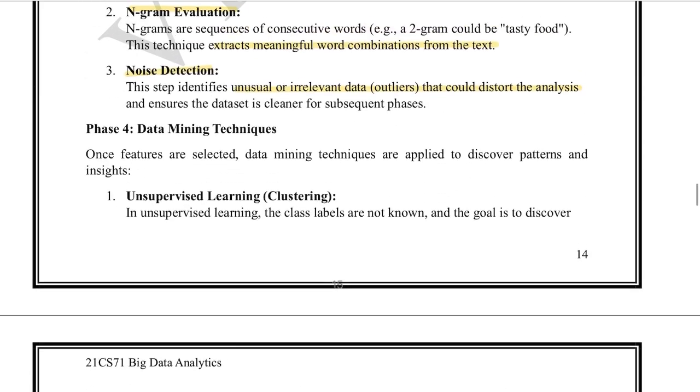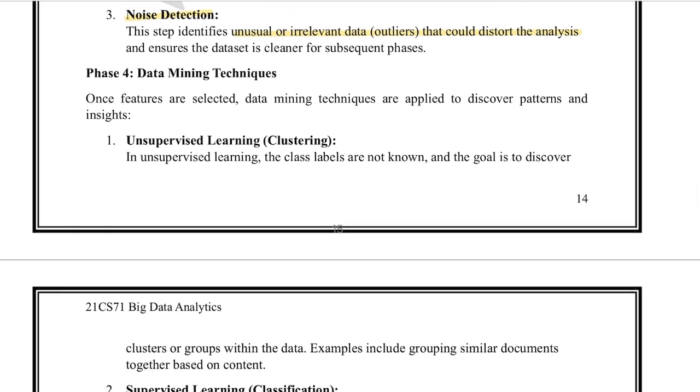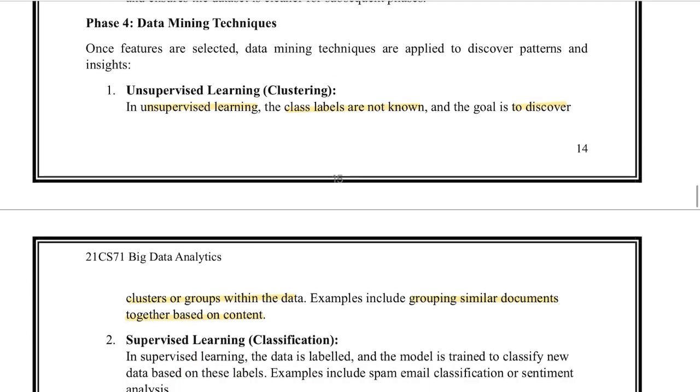In data mining techniques, now you are applying all the machine learning algorithms. First you have clustering. It is unsupervised learning, the labels are not known and the goal is to discover clusters or groups within the data. For example, you're grouping similar documents together based upon the content. If two or more documents have the same content, you just group them as one cluster.